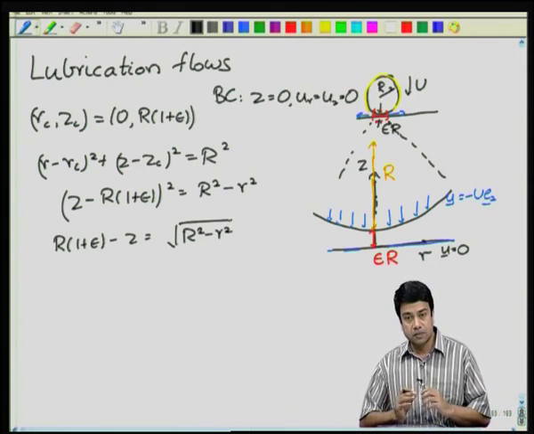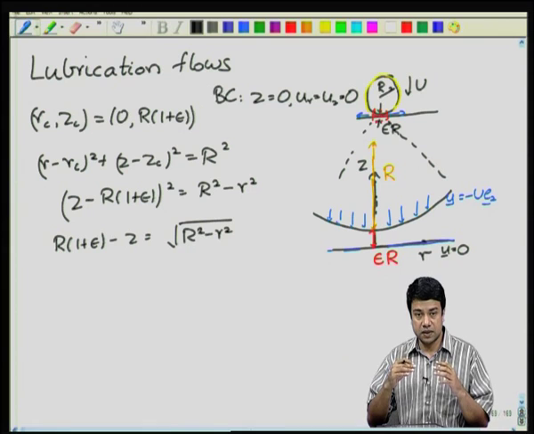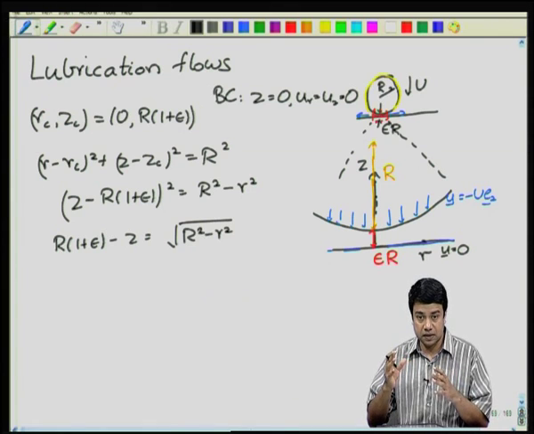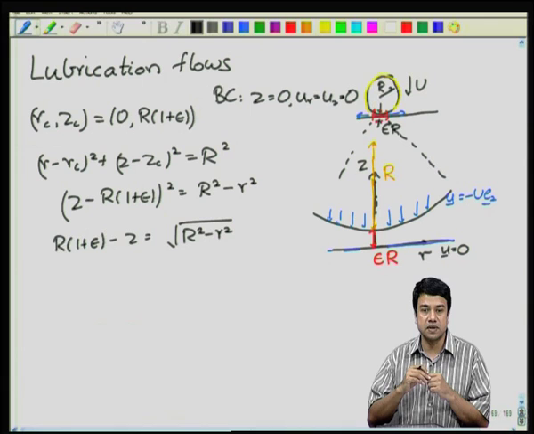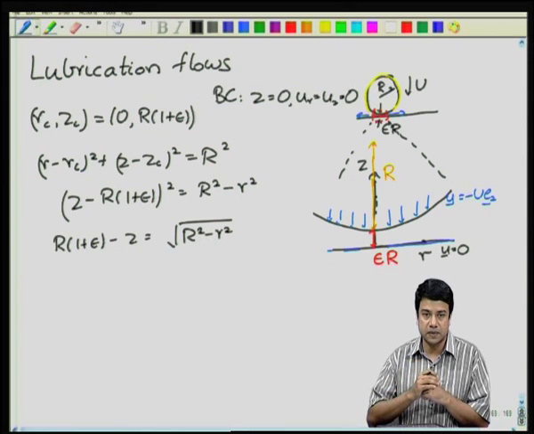If I were to describe the top surface of the sphere, I would say z minus R into 1 plus epsilon, because z is greater than R into 1 plus epsilon there. But my attention is focused on the bottom, because that is where that thin gap is.